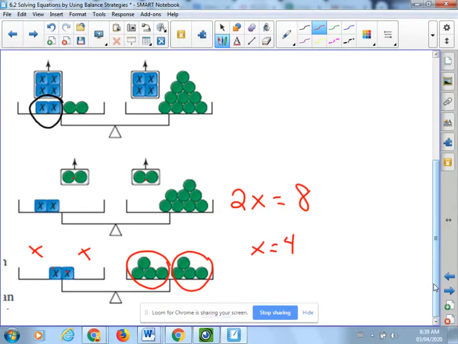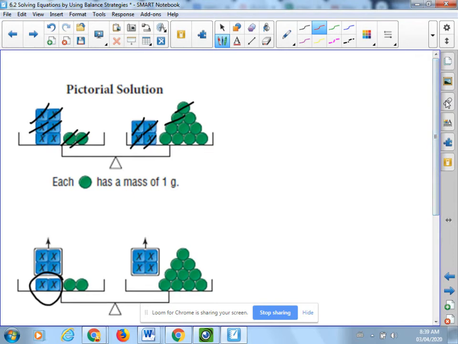Now, if you wanted to verify that you were doing it correctly, you would go back to your original equation and replace each of your boxes with the answer that you received. 4, 8, 12, 16, 20, 24, plus 2, that's 26. And 4, 8, 12, 16, plus 10, that's 26. 26 is equal to 26, so I know that I did it correctly.